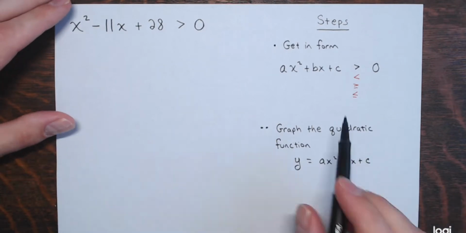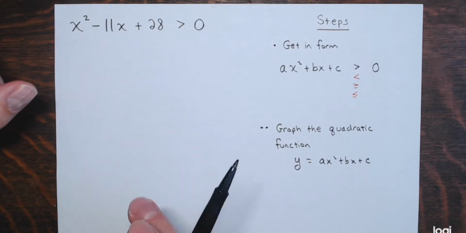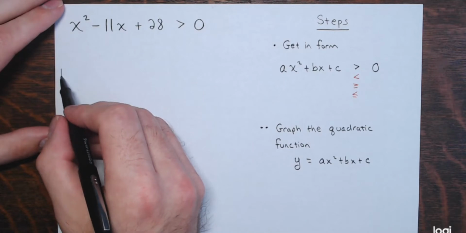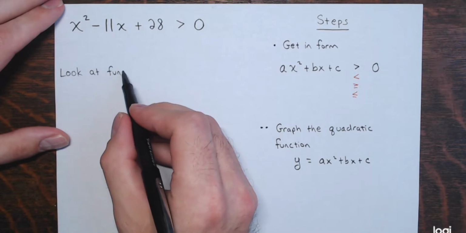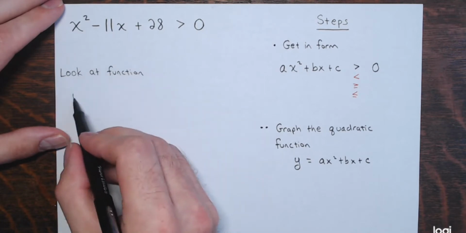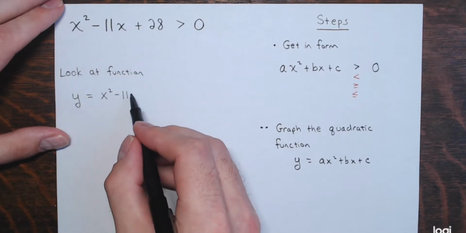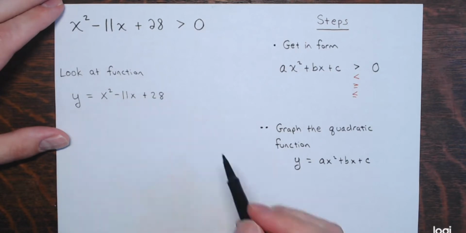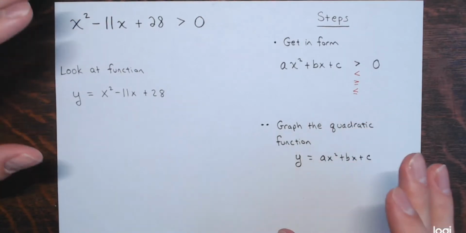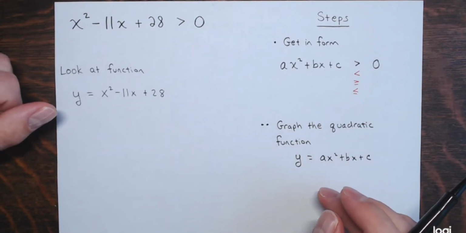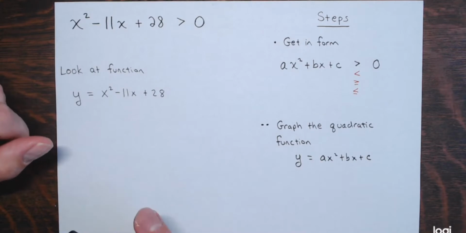Alright, so take the quadratic polynomial and consider the quadratic function involving that polynomial. So after this example here, let's look at the function y equals x squared minus 11x plus 28. Alright, so remember how to graph this. This is again going back to section 9.7 part 1 and part 2, talking about graphing quadratic functions.